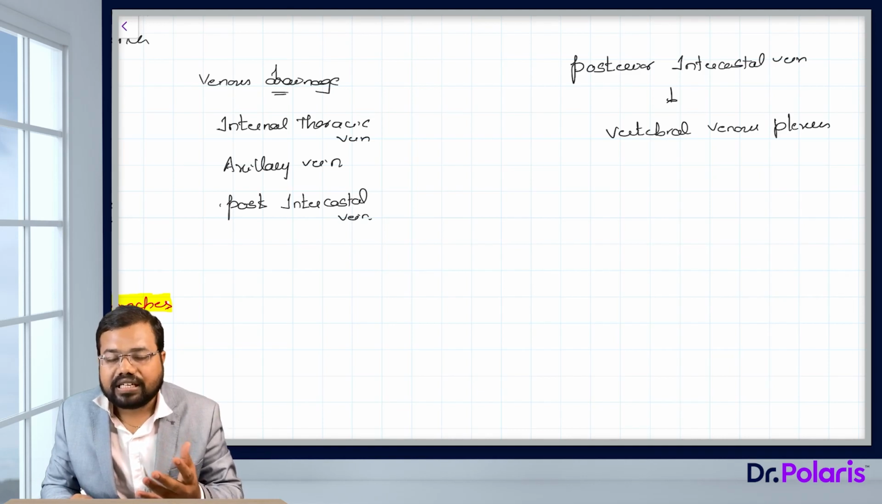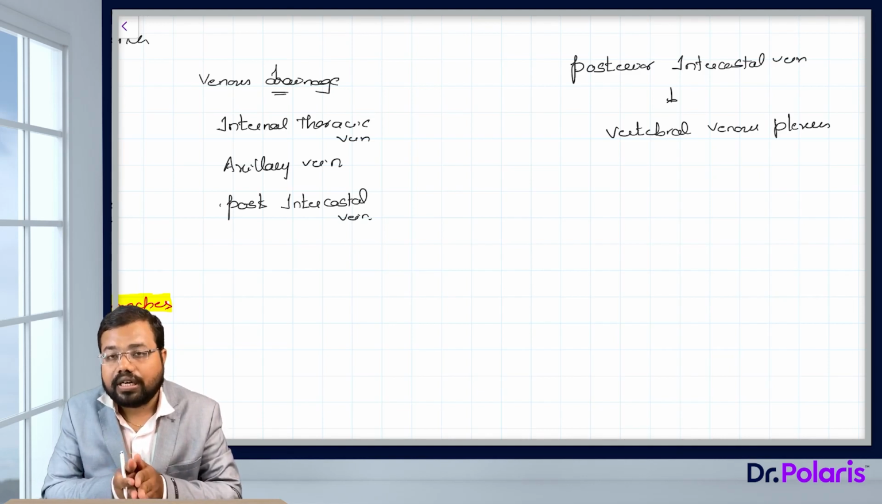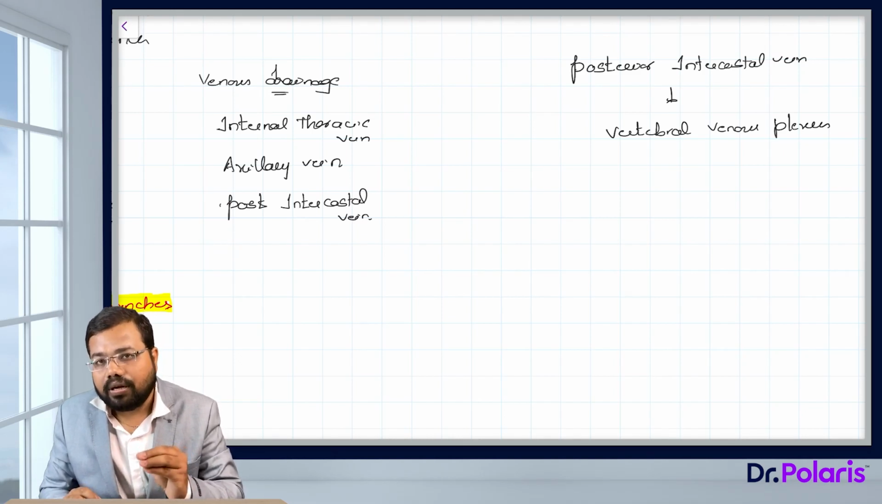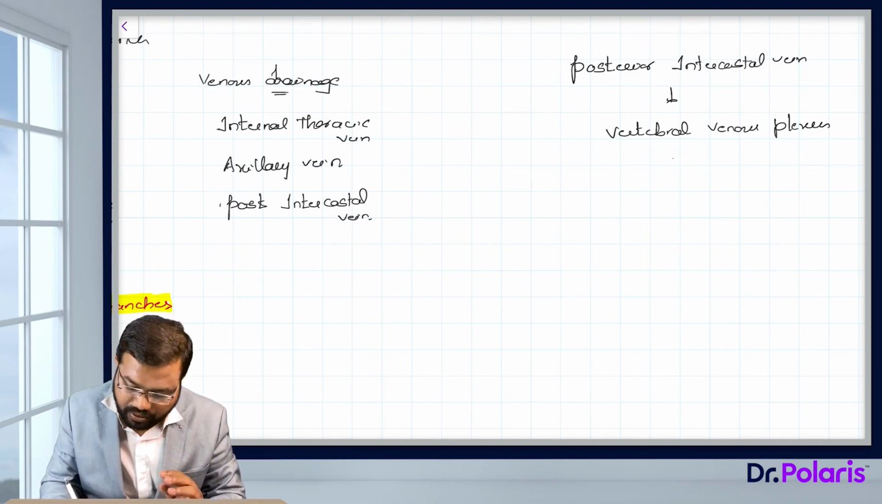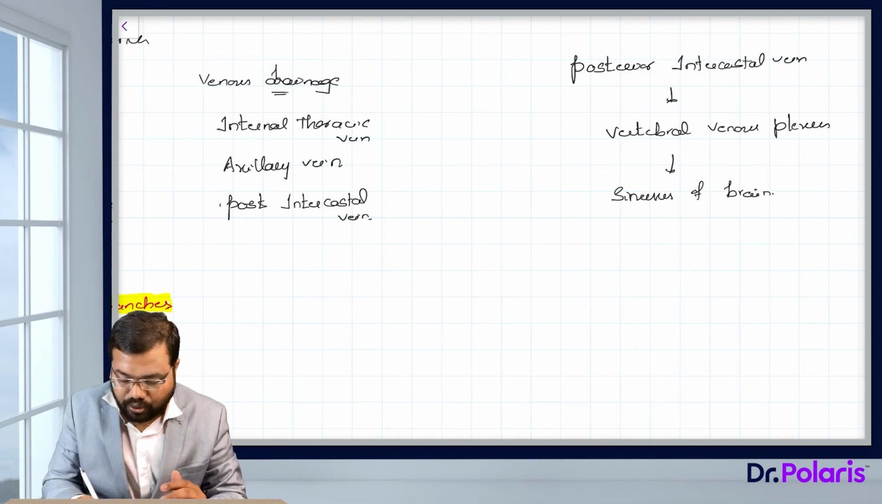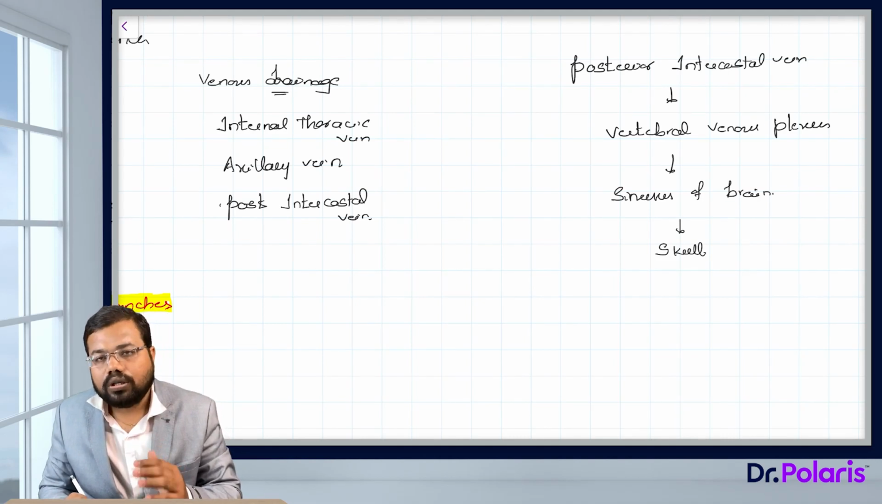You know that a sinus is a cavity between the meningeal dura and the endosteal dura, and that gap is called a sinus, inside which the venous blood is running. They are called the sinuses of the brain. And from this sinus of the brain, there are connections with the skull. So why I am saying all these things is because there is a reason.